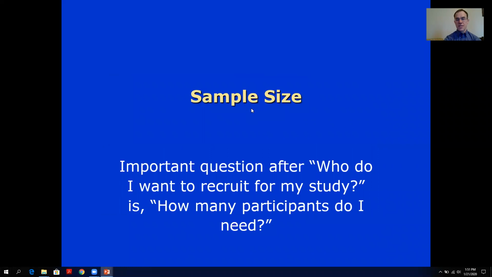Now let's talk about sample size. Let's say you know what type of sample and how you're going to recruit that sample. Well, an important question after is who do I want to recruit for my study, and how many participants do I need? Well, let's take a look at this.